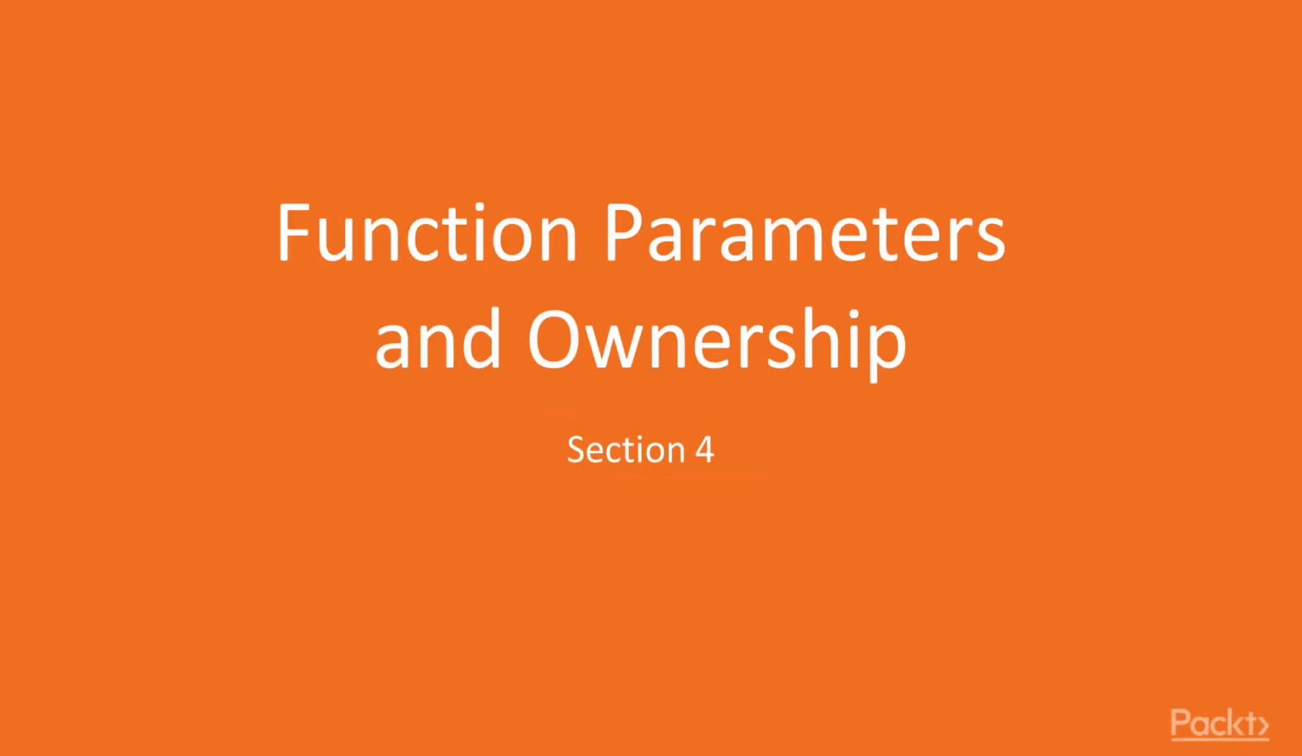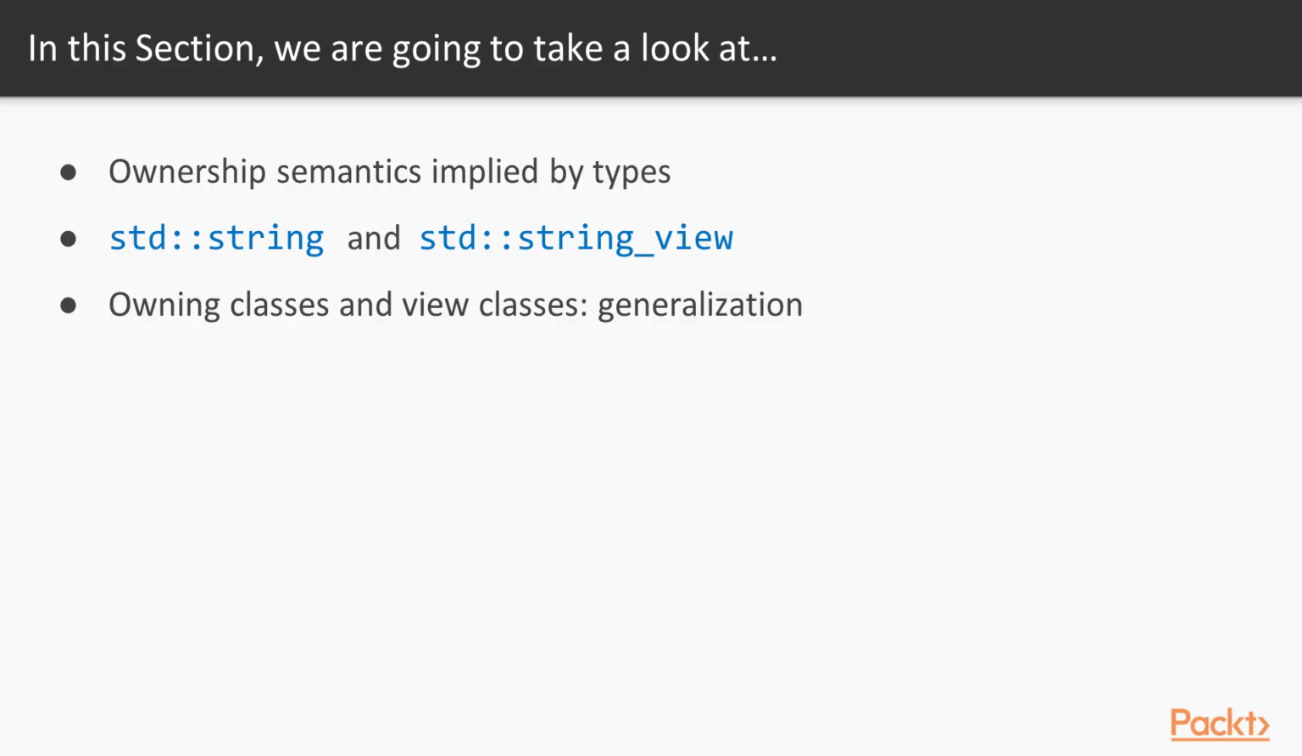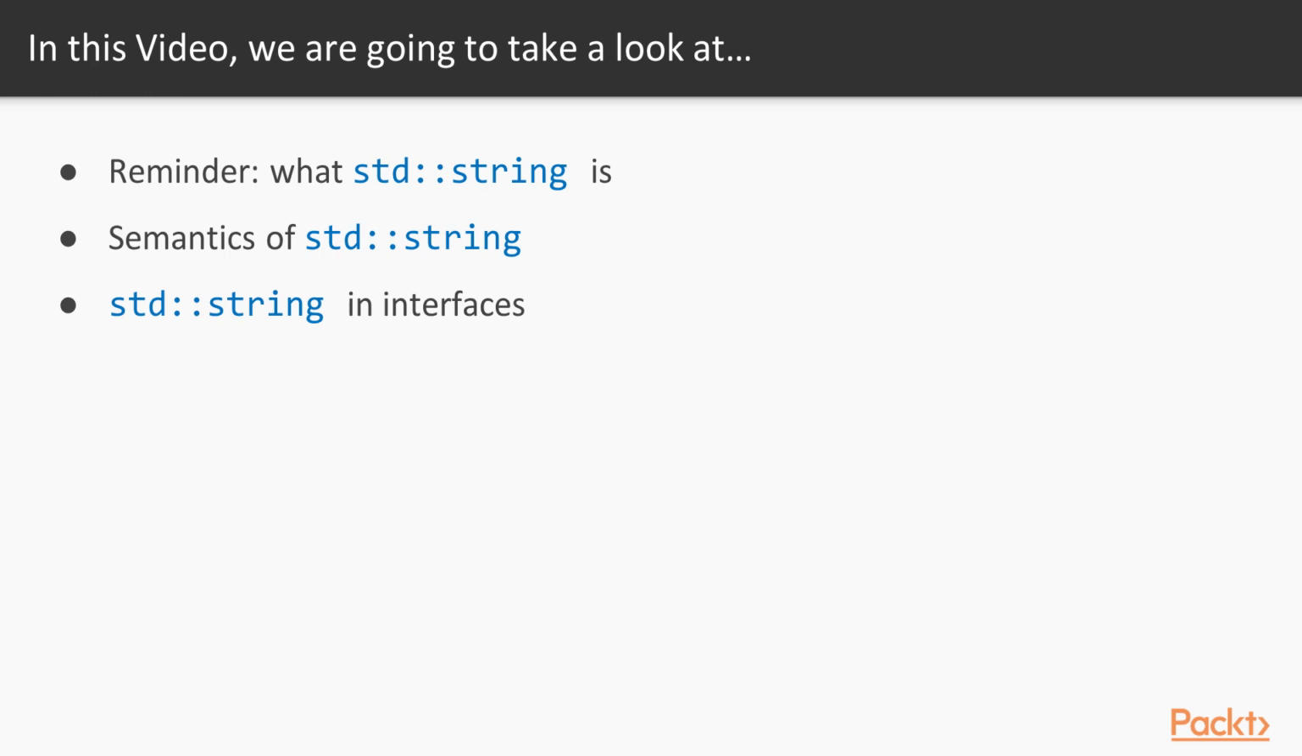Welcome to section 4, function parameters and ownership. In this section, we're going to take a look at ownership semantics implied by types, std::string and std::string_view, owning classes and view classes, a generalization. std::string. In this video, we're going to take a look at a reminder of what std::string is, the semantics of std::string, and the meaning of std::string in interfaces.